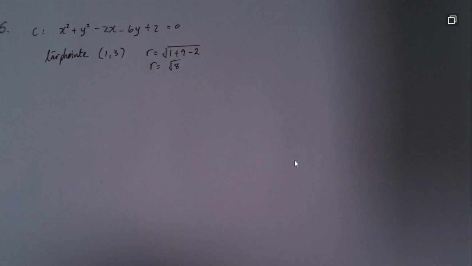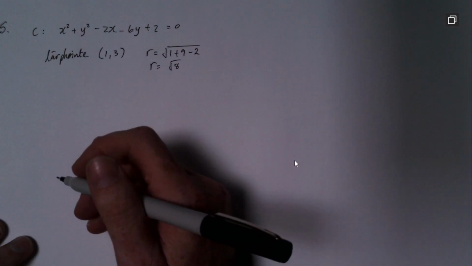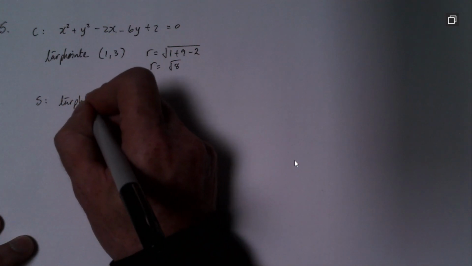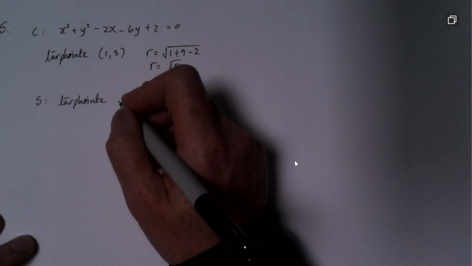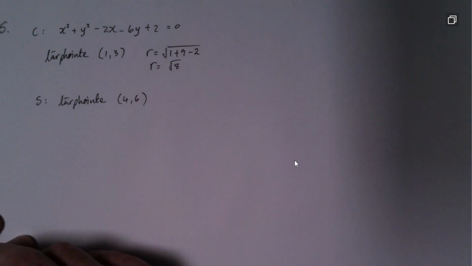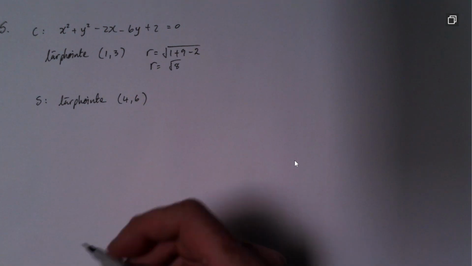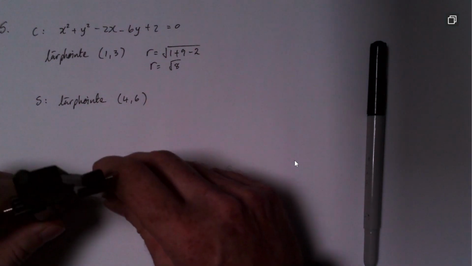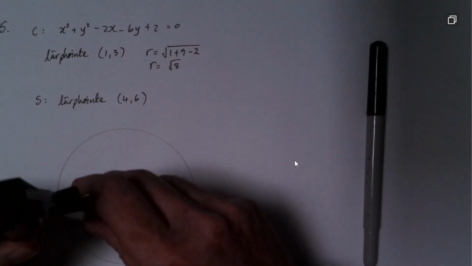So exercise 20.4. Now there's a question: S is a circle with centre on the line, which touches C. Show that there are two possible circles S and find their equations. With the circle, we have two options.